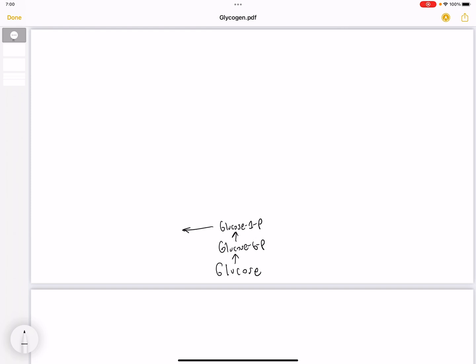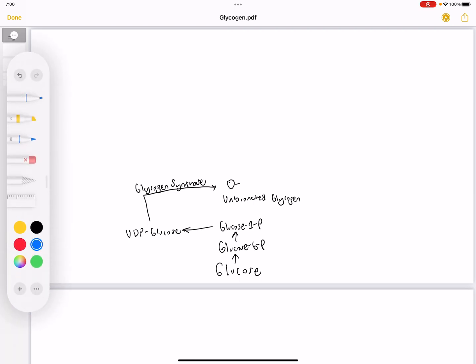Now glucose 1-phosphate can then be converted to UDP glucose. UDP glucose can then become an unbranched glycogen. This conversion is going to happen with the help of the enzyme glycogen synthase. Now, the unbranched glycogen is just going to have alpha 1,4 bonds because it is going to be just straight.